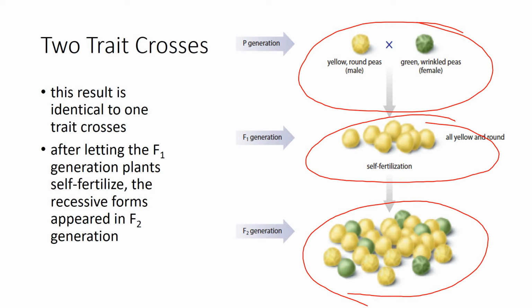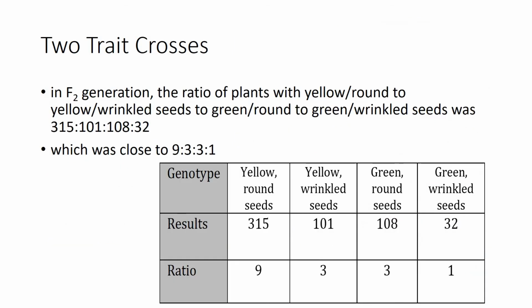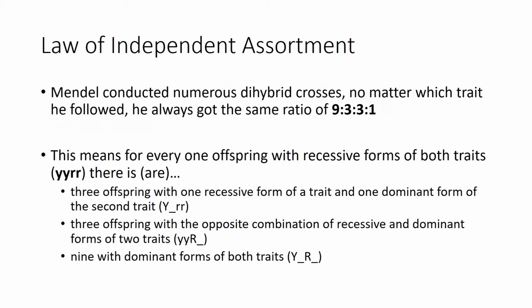Okay, so some of them showed up as yellow round, some of them showed up as green round, some of them showed up as green wrinkled, some of them showed up as yellow wrinkled. So in the F2 generation, the ratio of plants with yellow round to yellow wrinkled seeds to green round to green wrinkled seeds was about 315 to 101 to 108 to 32. So if you round it to the closest number, you're going to get about 9:3:3:1. What happens here is Mendel kept doing the same crosses over and over again, and no matter which trait he followed, as long as he was doing two traits, he got the same ratio of 9:3:3:1.